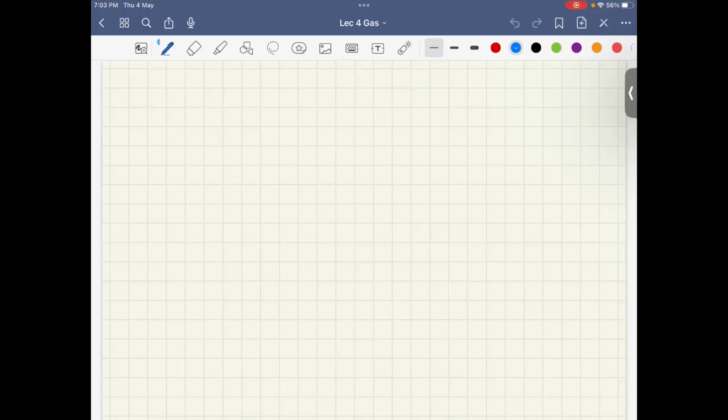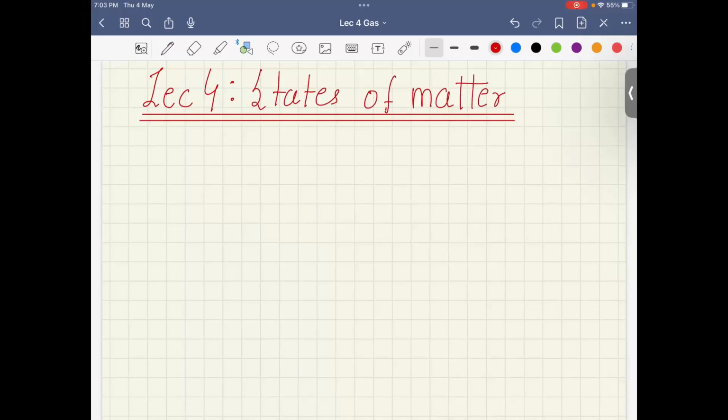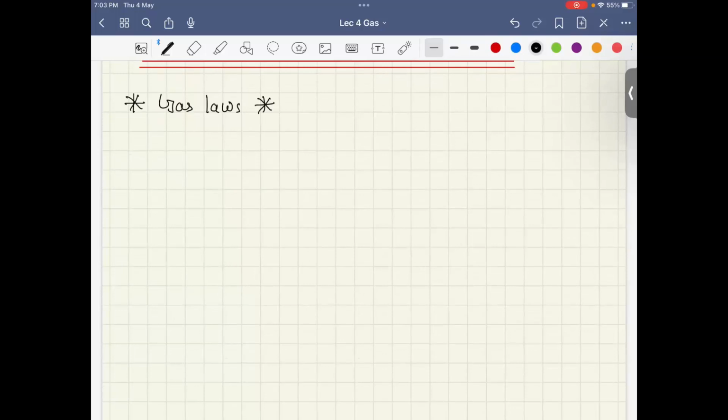In this class, we are going to see the various types of gas laws, that is Boyle's law, Charles' law, and Avogadro's law. Right? Let me write this down. Lecture 4, states of matter. The first topic which we are going to study is gas.